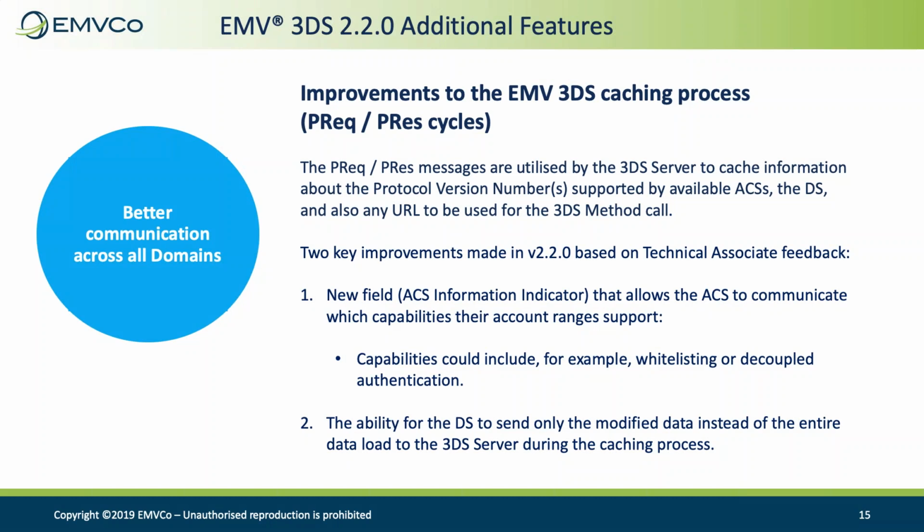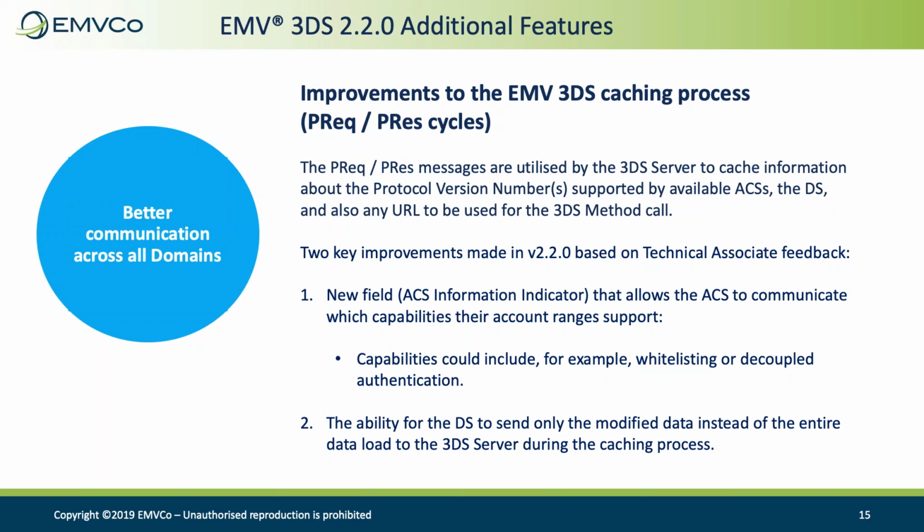Now we'll discuss better communication across all domains. We made improvements to the EMV 3DS caching process, that is the PREC and PRES cycles. The PREC-PRES messages are utilized by the 3DS server to cache information about the protocol version numbers supported by the available ACSs, the DS, and also any URL to be used for the 3DS method call.